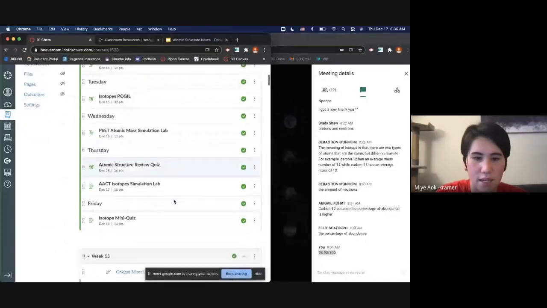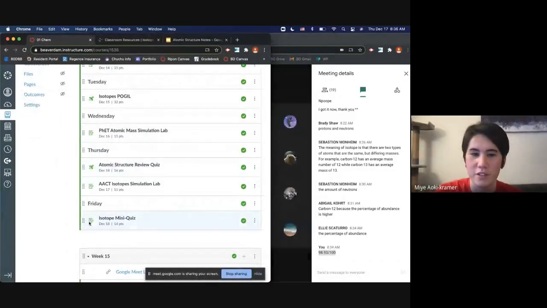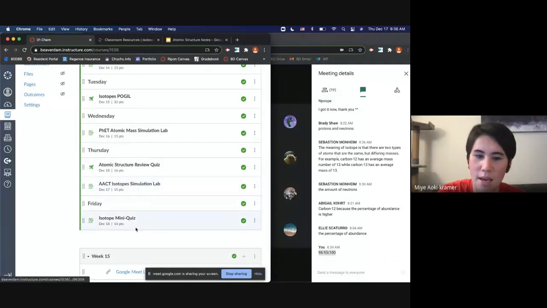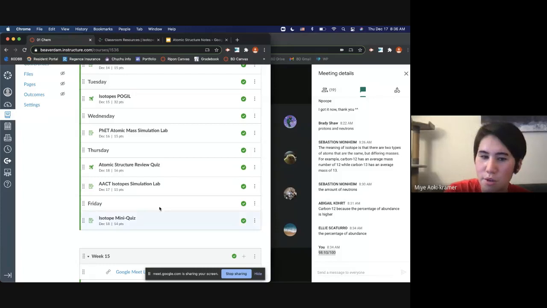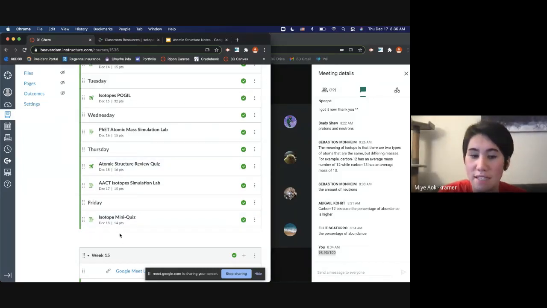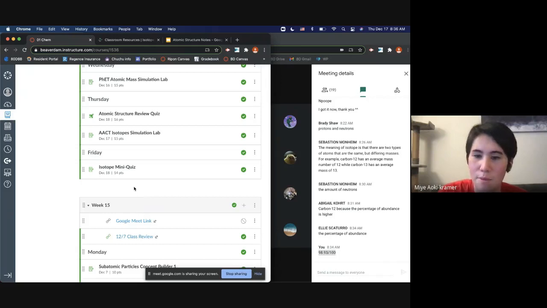You have an isotope mini quiz to finish. So once you've turned in the isotope simulation lab, start working on the mini quiz. And if you finish early, then go back through your assignments. Make sure you're not missing anything. We have a test next Tuesday, so you might want to start studying, looking back at your notes. Or if you have any questions or you're confused about something, this is a great time to ask for help.